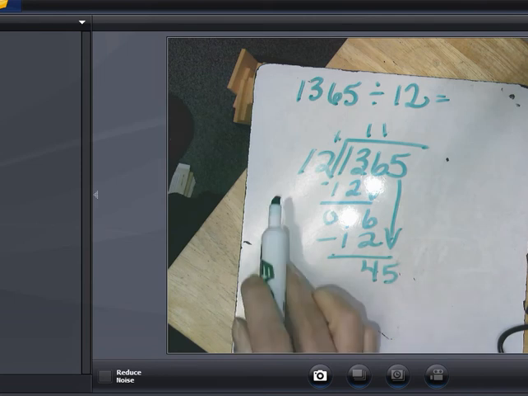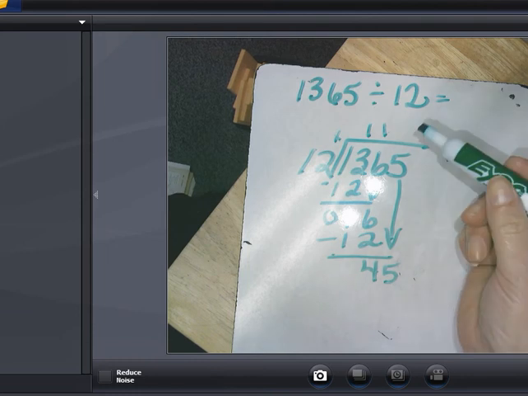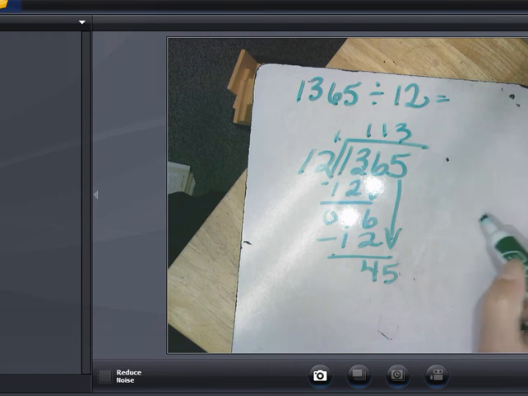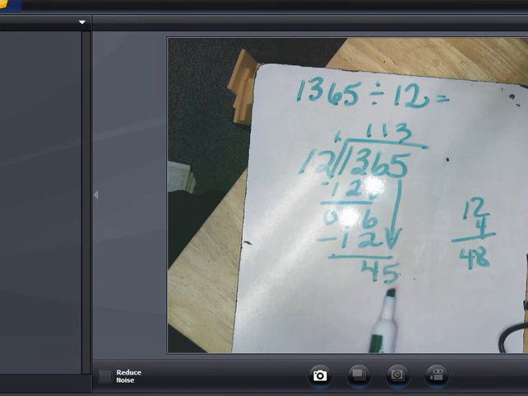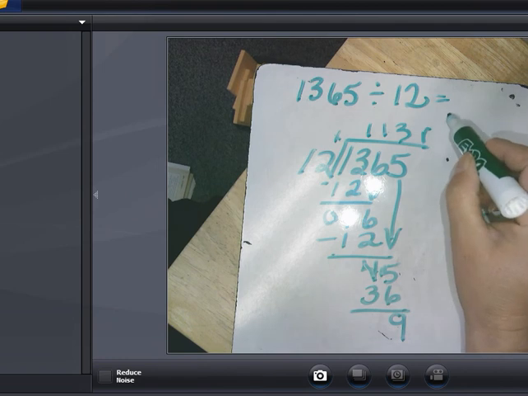45. 12 times what goes into 45? I know that 12 times 4 is 48, which is too much. So 12 times 3 is 36. I'm going to subtract, I have to borrow. And I have a leftover of 9. So I have a remainder of 9.